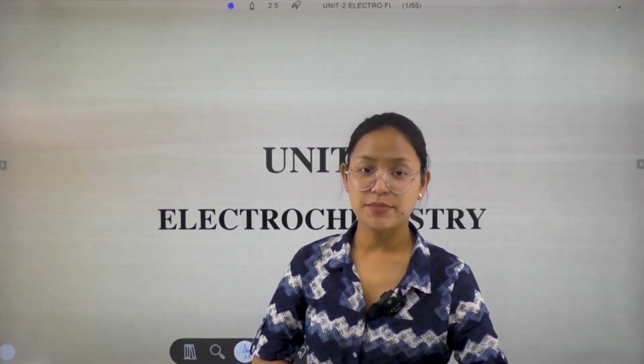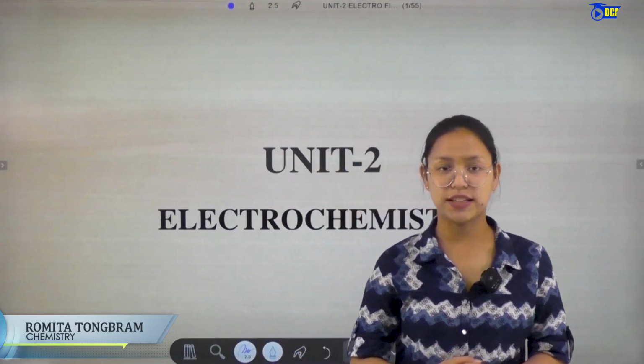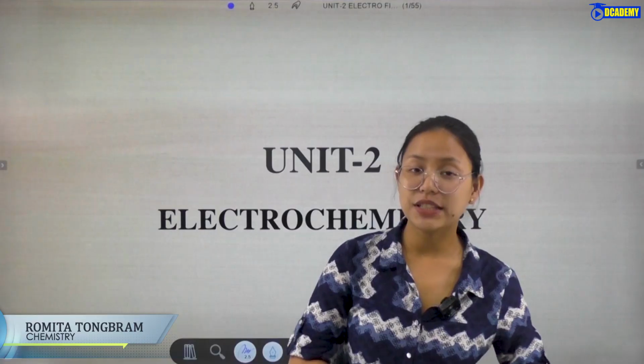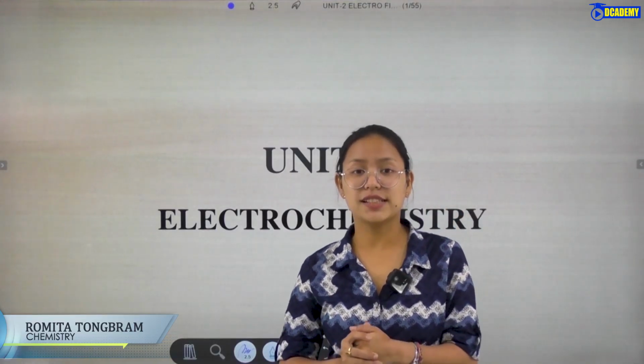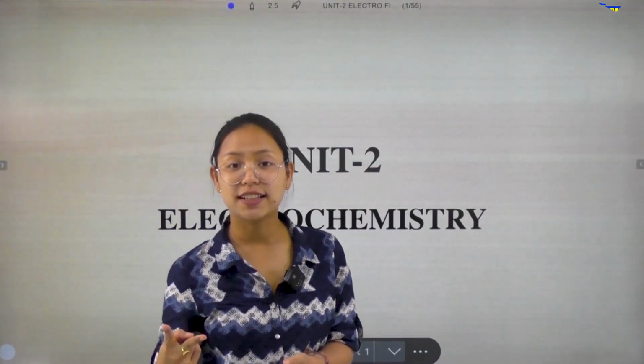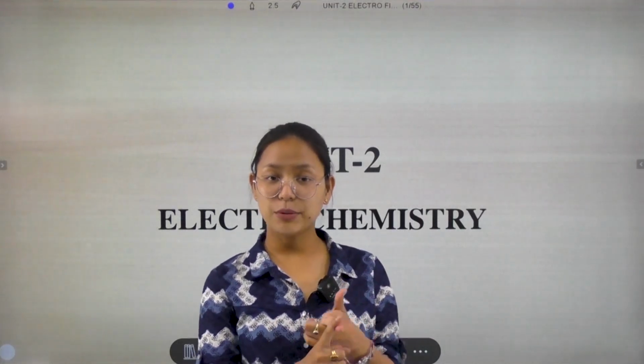Everyone, welcome to Dcademy. So we are continuing unit number 2, electrochemistry. In the previous class, we have been discussing the types of cells. We came across these two types of battery cell: primary cell and secondary cell.